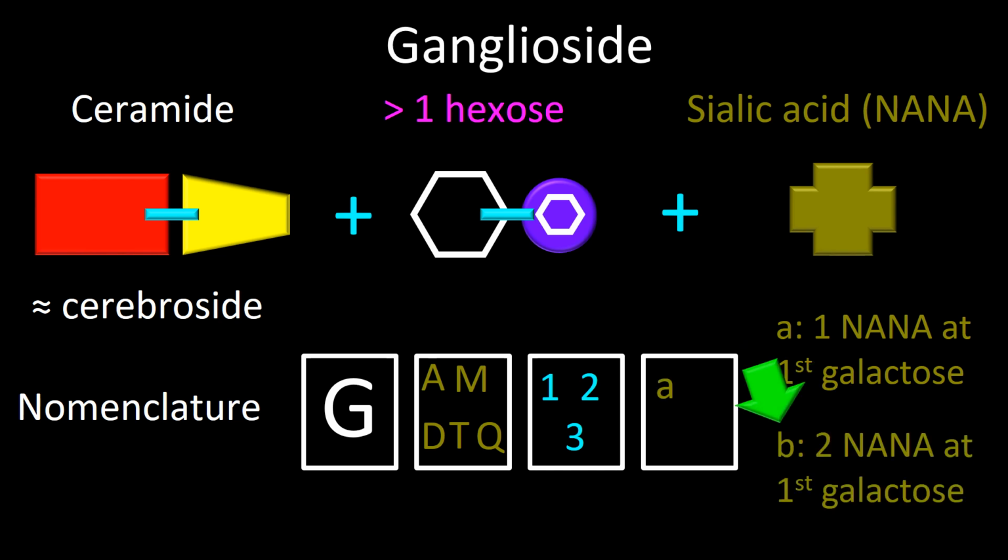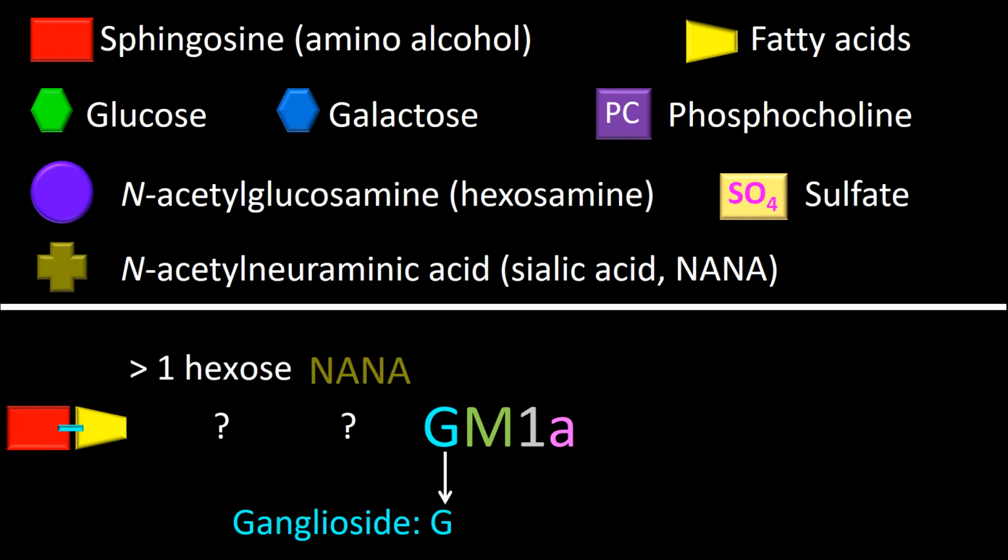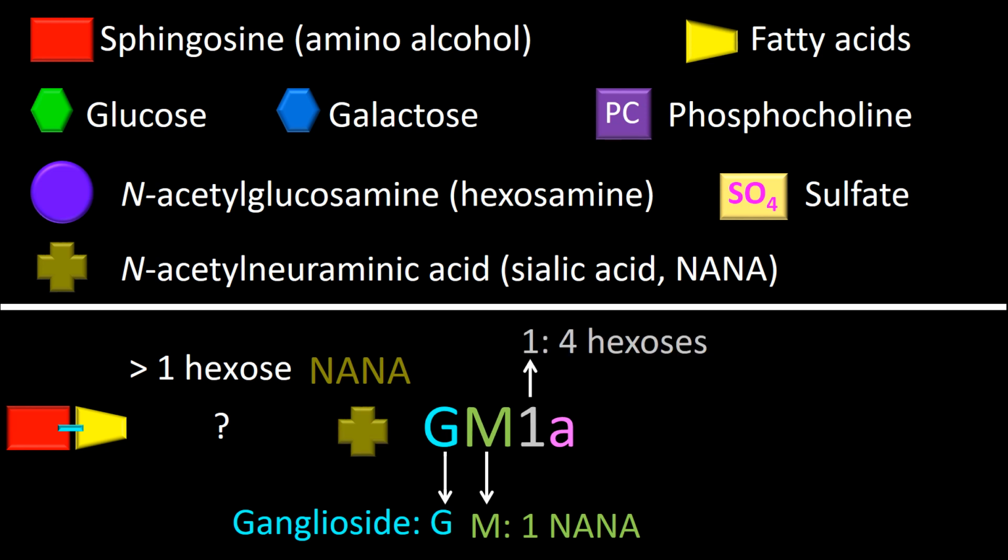If 2, we use the letter B, which we also place in the bucket, as you can see here. So each placement in a GM1A indicates a specific meaning. G tells us that we're dealing with a ganglioside made of sphingosine and fatty acid, with as of yet an undetermined number of hexoses, but we know more than 1 and at least 1 NANA. Then M tells us that there's only 1 NANA or sialic acid, which I have added in this frame. Then 1 indicates that there are 4 hexoses, which include 1 hexosamine and 3 hexoses.